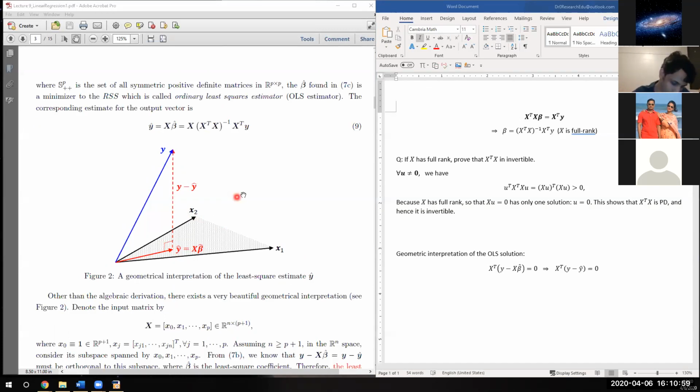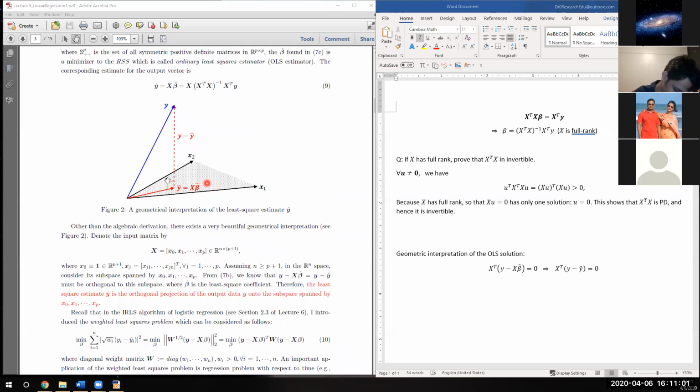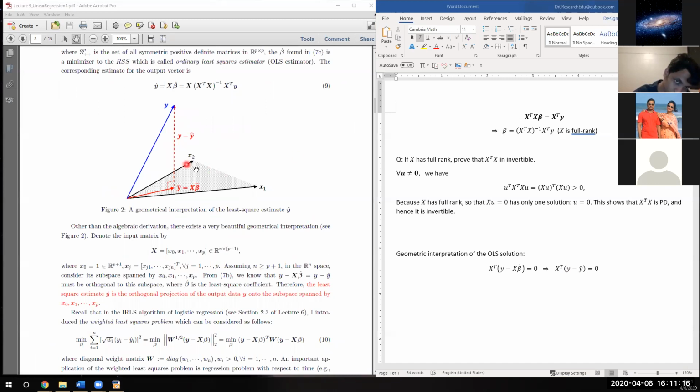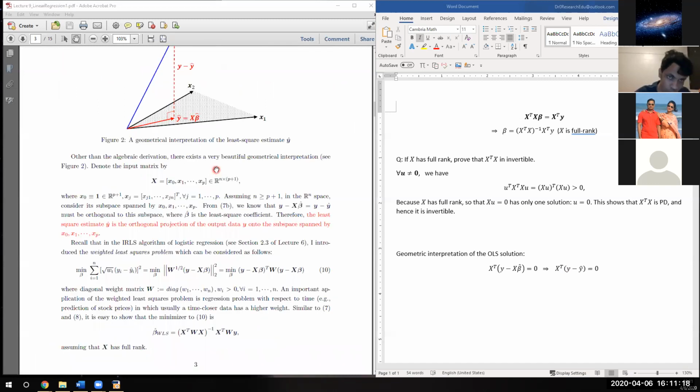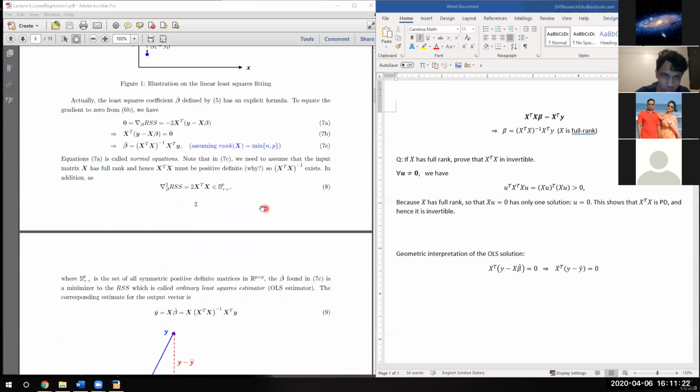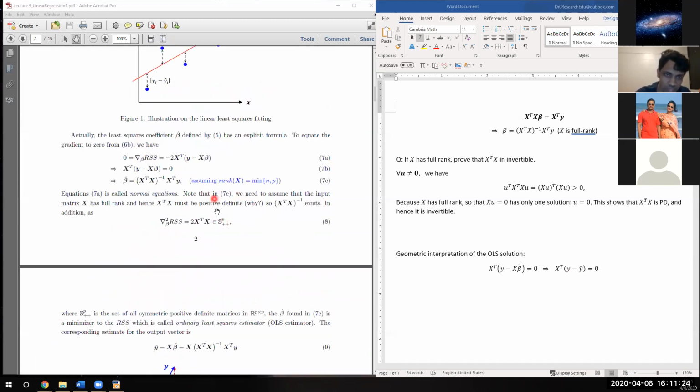Okay, so this is a very, very important interpretation of the OLS solution. The orthogonal projection of the output data Y onto the subspace spanned by these x vectors. Okay. And lucky this time I wrote it p+1 rather than p. Here I wrote it to be p actually.